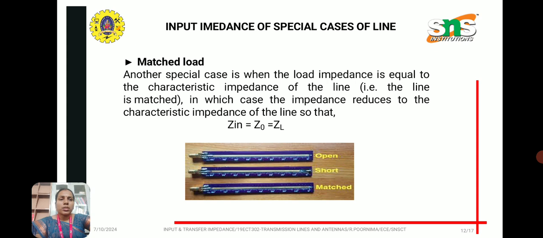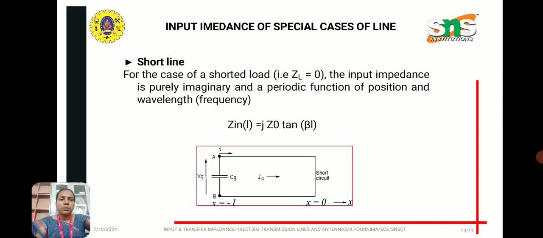Input impedance for special cases of the line. For the matched load, when the load impedance is equal to the characteristic impedance of the line, that is, the line is matched, the impedance reduces to the characteristic impedance of the line, so Zin is equal to Z0. Next is the shorted line, where ZL equals 0. The input impedance is purely imaginary and a periodic function of position and wavelength or frequency.